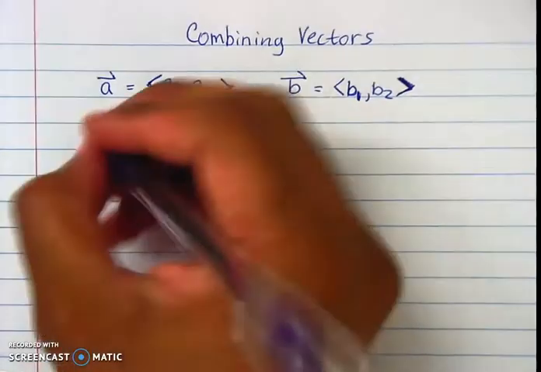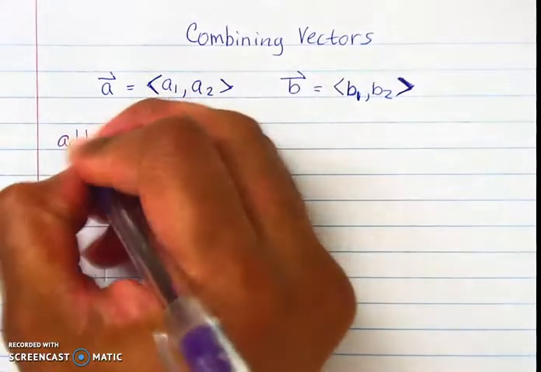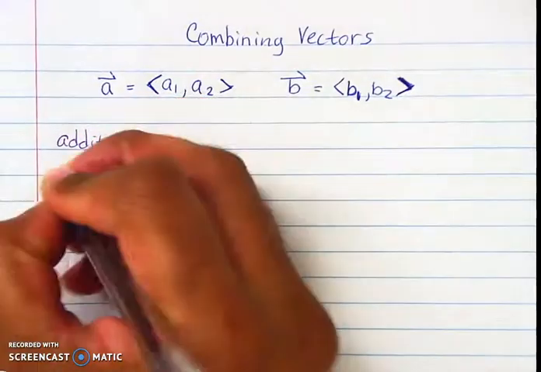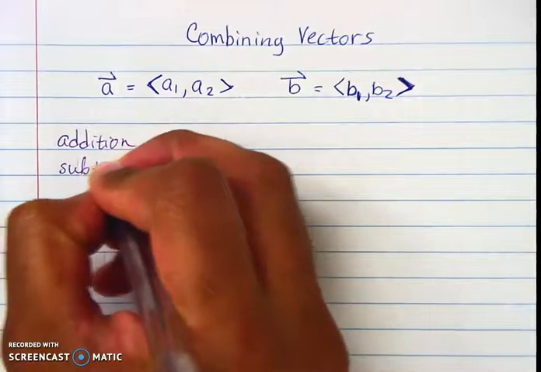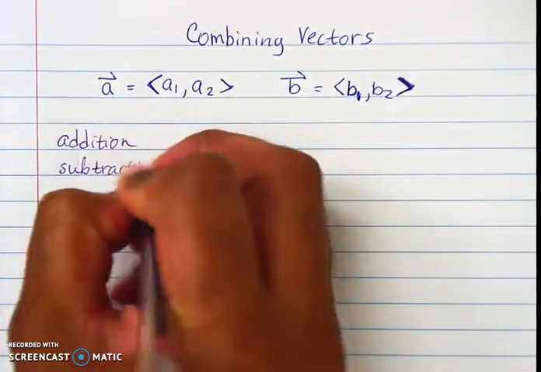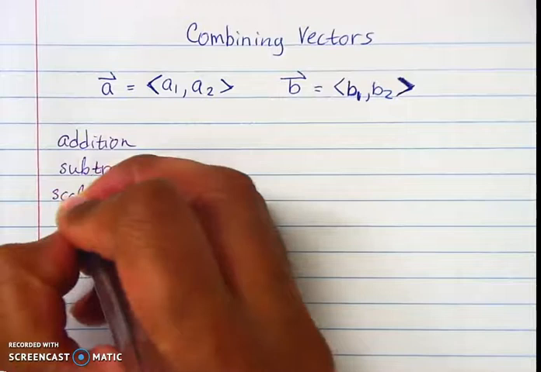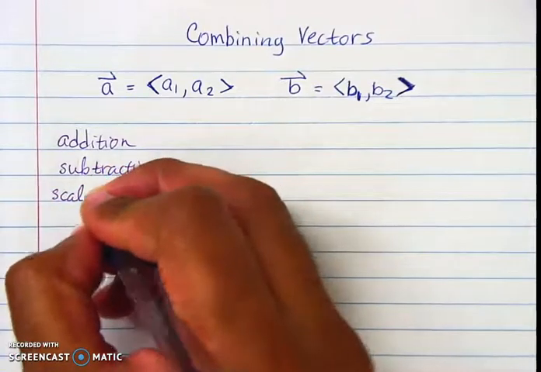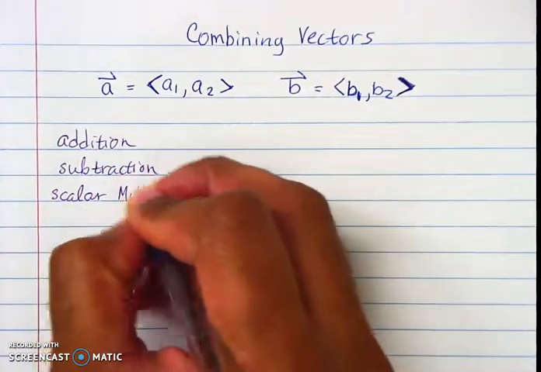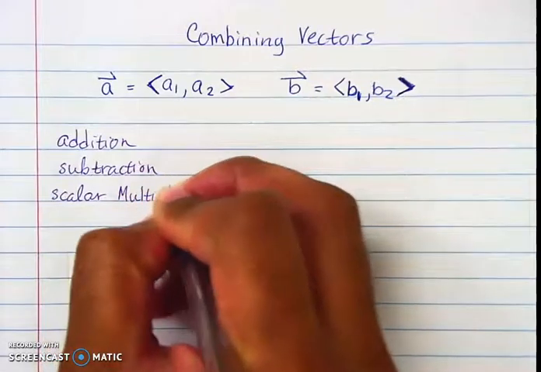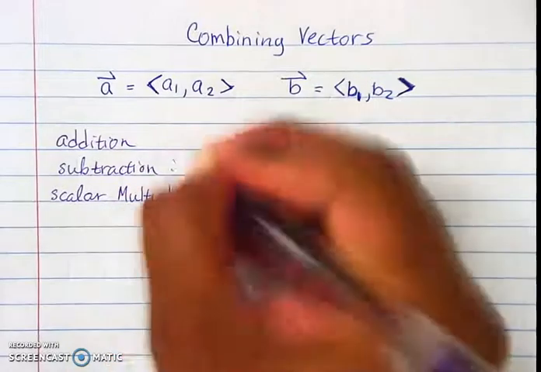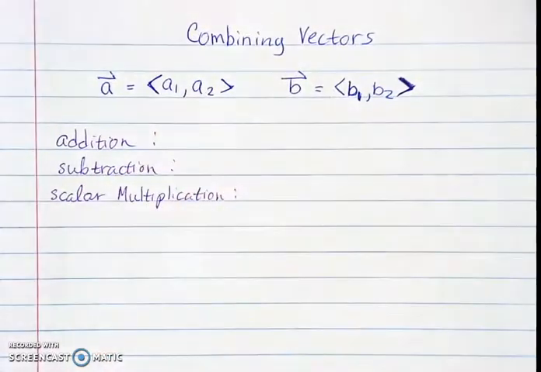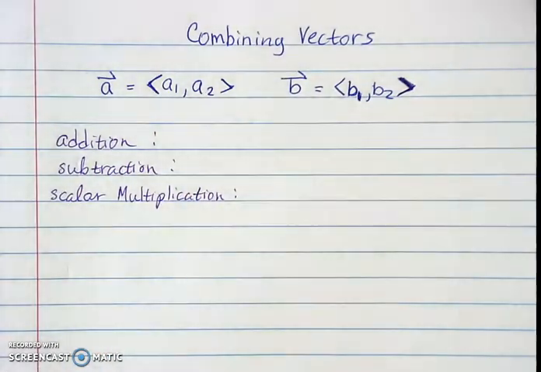So all we're going to deal with is the addition of vectors, the subtraction of them, and scalar multiplication. Let's just spell scalar, right? Multiplication. And hopefully you've seen scalar multiplication when it came to matrices. So hopefully this is not a brand new thing.